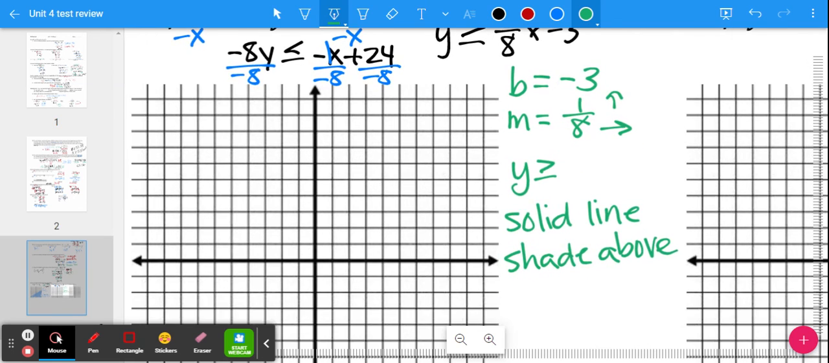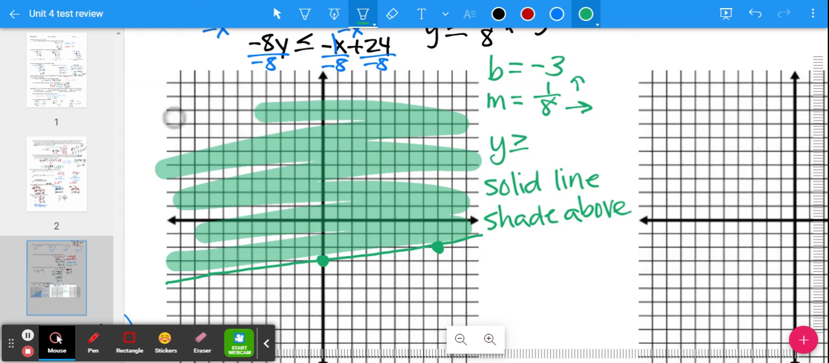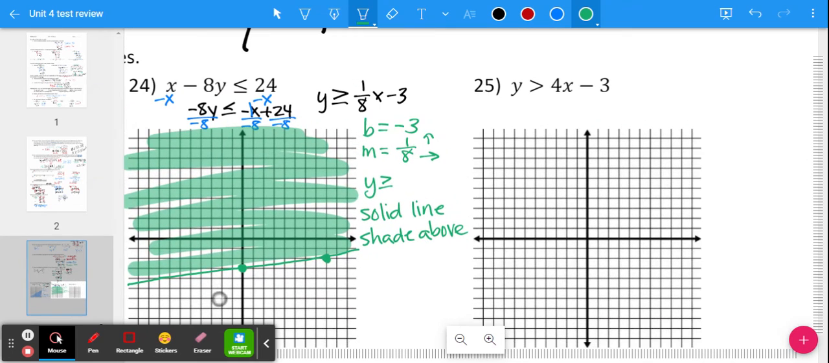So again, begin at your y-intercept. From that beginning point, we go up 1 to the right 8. We know that we're going to connect these with a solid line. And we're going to shade above it. So remember, the areas that contain the shading are the areas that contain the solutions.